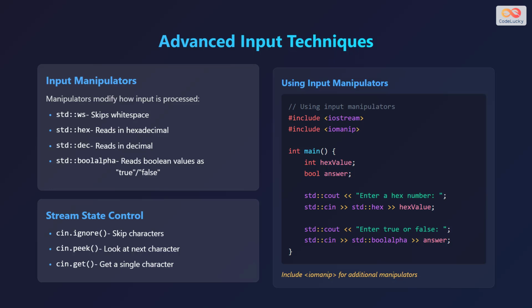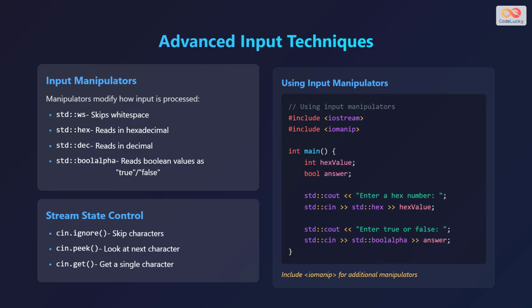C++ offers several advanced input techniques that allow us to have more control over how input is processed. Input manipulators are special functions that modify how input is interpreted. Some common manipulators include std::ws, which skips whitespace, std::hex, which reads input in hexadecimal format, std::dec, which reads in decimal format, and std::boolalpha, which reads Boolean values as true or false.